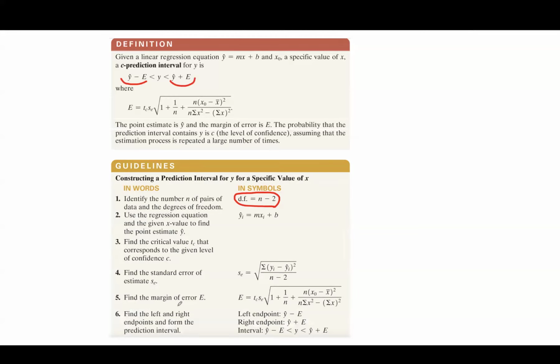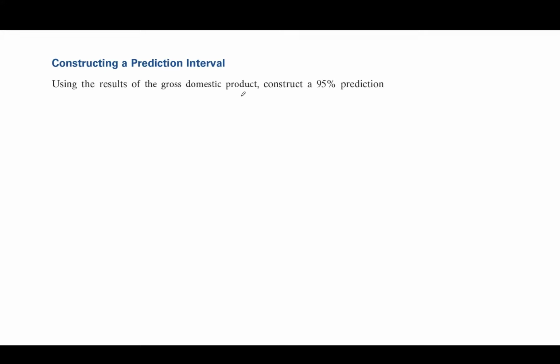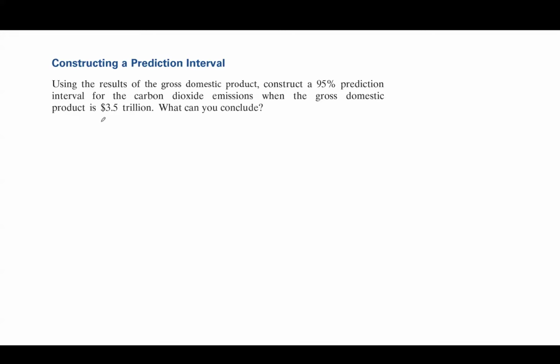Let us go over one example to feel more comfortable about this topic. Our goal is to construct a prediction interval. We're going to go back to our gross domestic product. We want to construct a 95% prediction interval for carbon dioxide emissions when the gross domestic product is 3.5 trillion. Remember that we had 10 data points in our collection, so the degrees of freedom is 10 minus 2, which is 8.